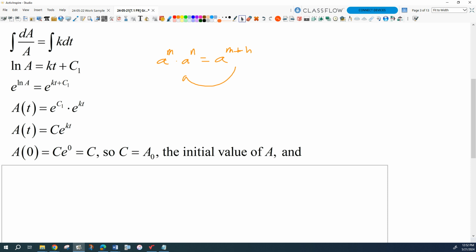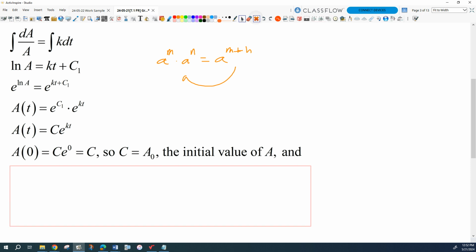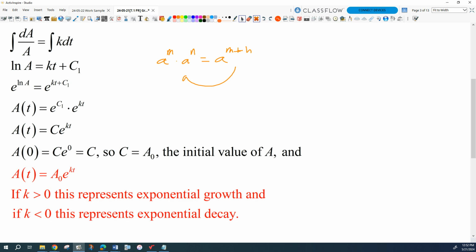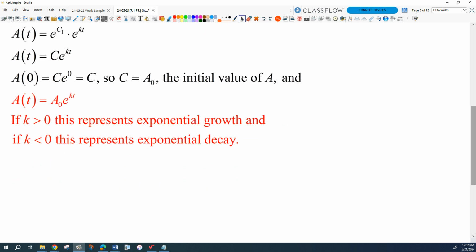It may not be a population. The amount of our sample at time 0. So we'll just call that A naught, or A sub 0. Anytime you say naught in math, it just means sub 0. So that's the initial value of A. And we end up with this new model: A of t equals A naught times e to the kt, where k is the growth constant.